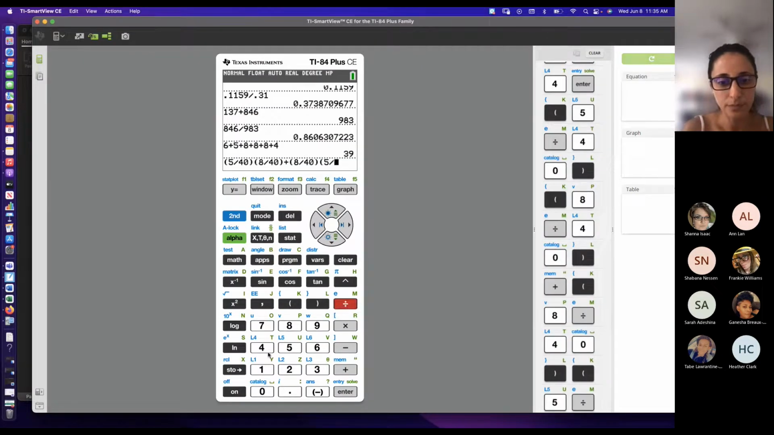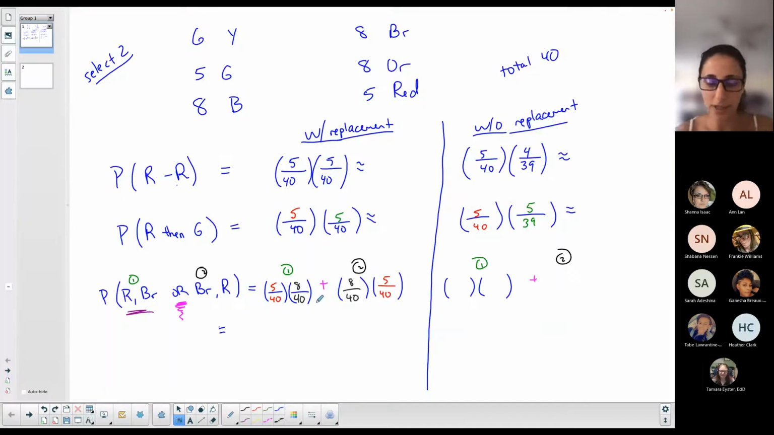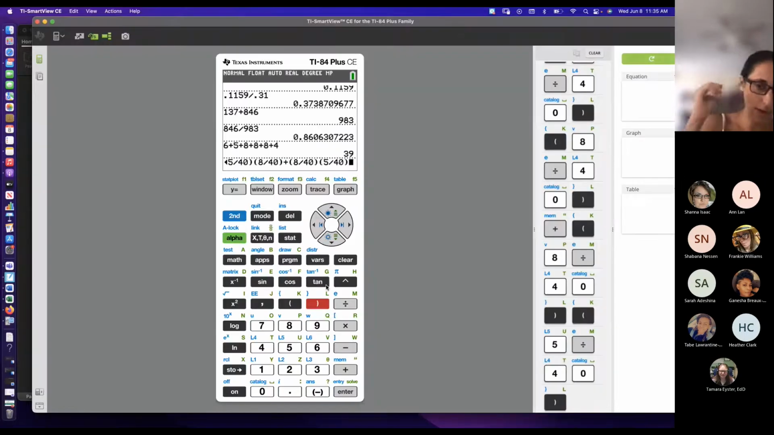Now, if you notice, it's the same thing twice. You could just do the calculation, 5 out of 40 times 8 out of 40, and then raise that whole thing to the second power if you want it that way also.